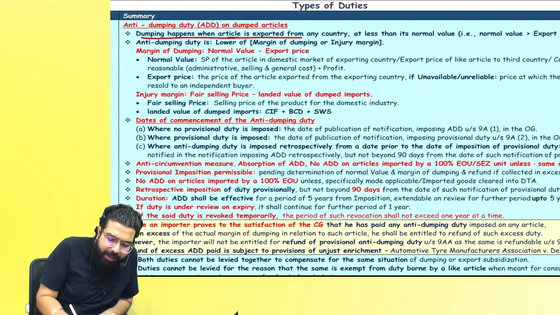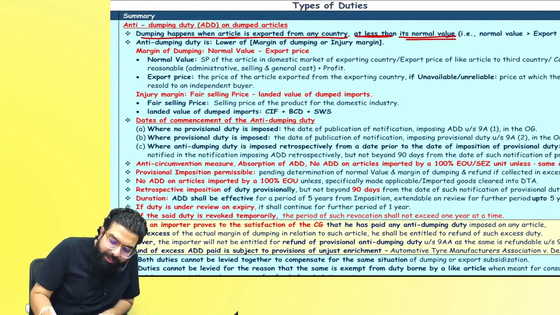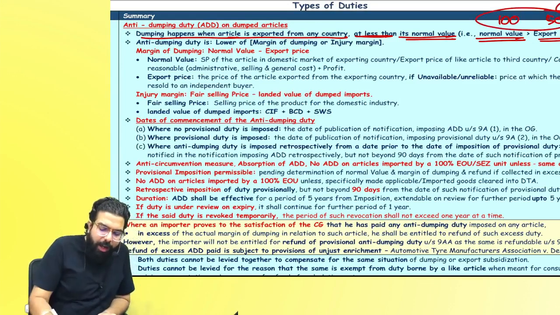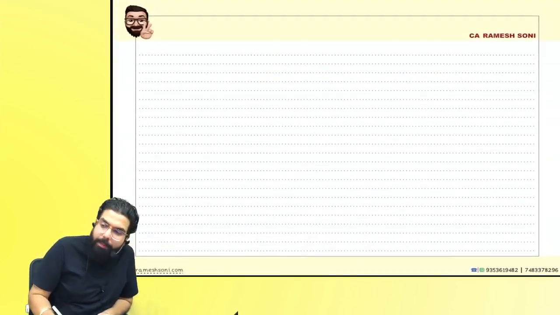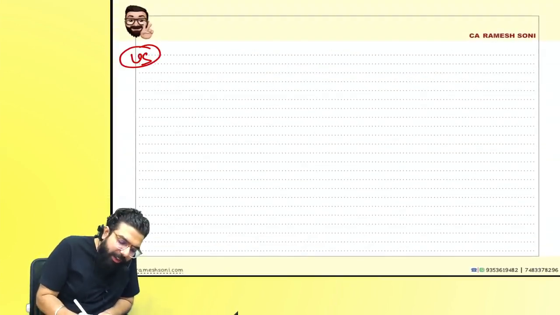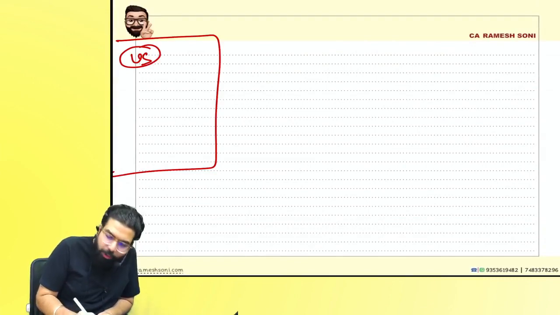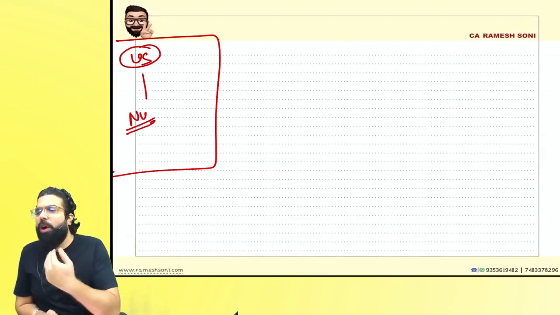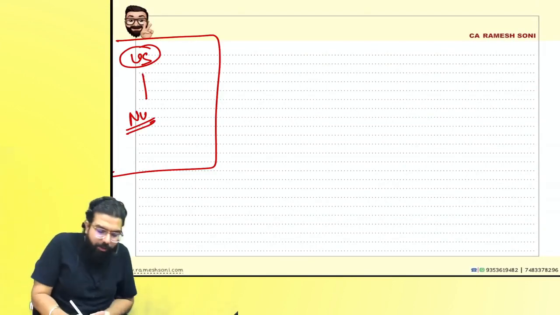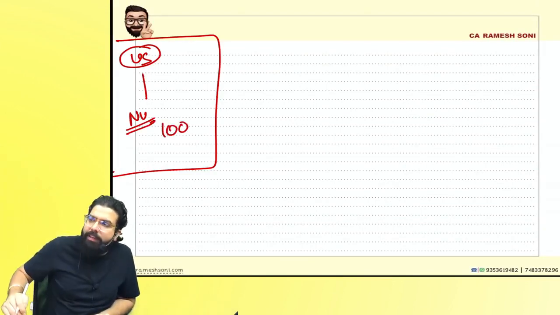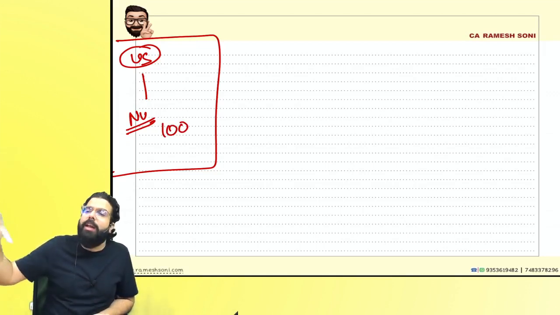Dumping happens when an article is exported from any country at a price lesser than its normal value. Normal value is supposedly 100 and you exported at 50. What is the margin of dumping? 50 rupees is dumping. Everyone over here, sir, how do we calculate dumping? Always remember one thing. USA, supposedly one person is going ahead and sending the goods. Normal value means its cost plus profit, or the normal selling price in that country is 100, or might be he is selling the goods to another third country at 100 rupees.